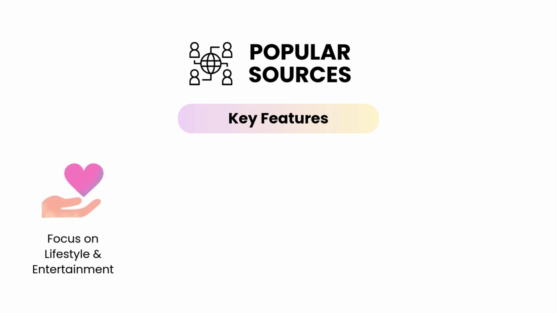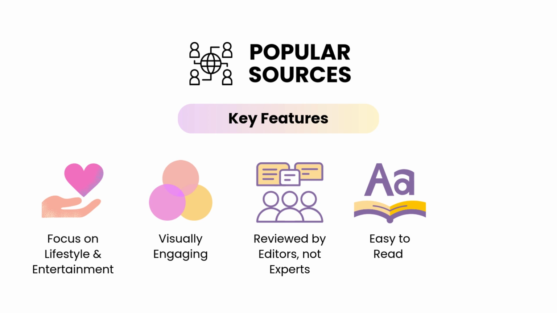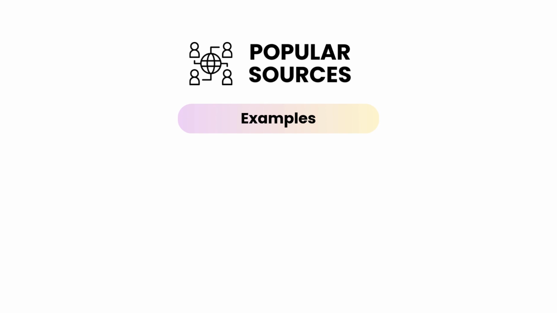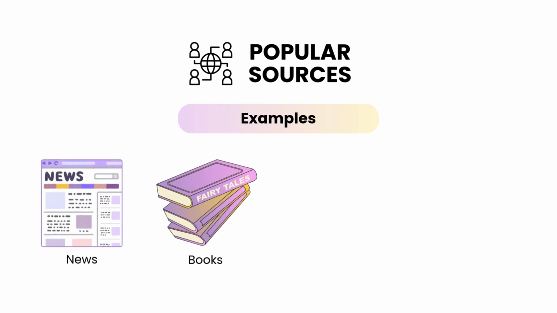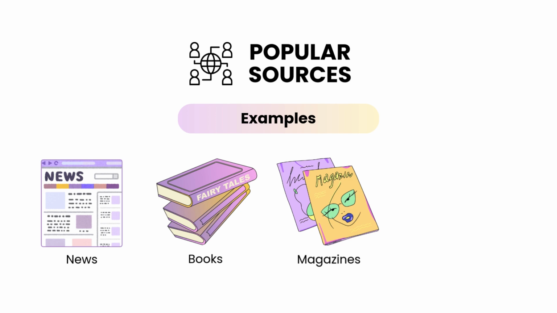Here's what makes popular sources stand out. They often focus on lifestyle, entertainment, or current events. They're visually engaging, with eye-catching layouts and design. They can be edited by editors, but it's not the same as the peer review process for scholarly articles. The language is easy to read and casual, and they often include few or no citations. Common examples of popular sources include news articles, books, but general interest or entertainment ones, not rigorous academic textbooks, fashion and beauty magazines, and even social media posts.